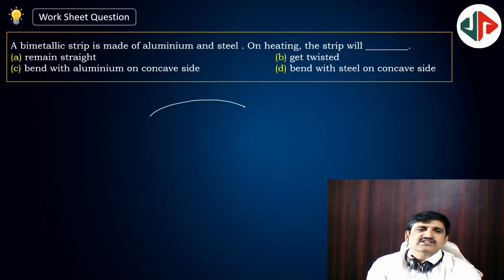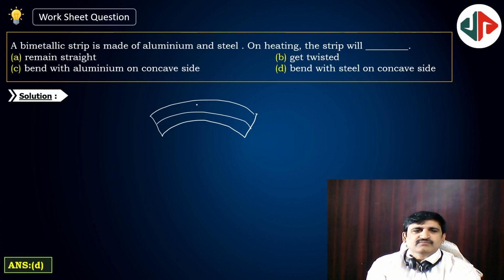Aluminum has more expansion on heating, no? Which will be on the concave side? This is aluminum, this is steel. So it bends with steel on the concave side, because aluminum expansion is more and steel expansion is less. So the concave side steel will be there.